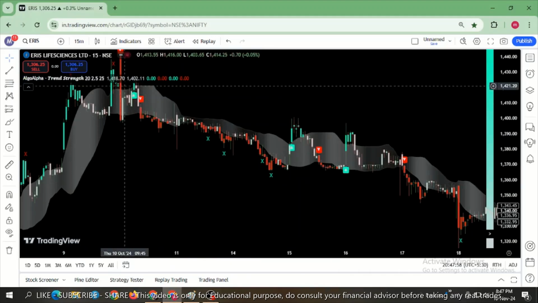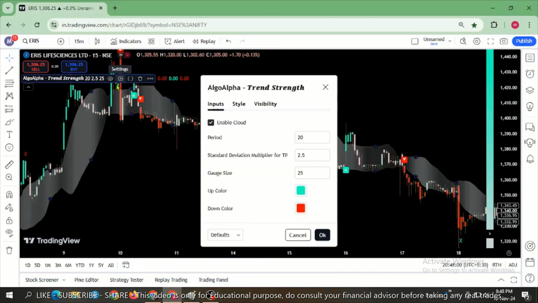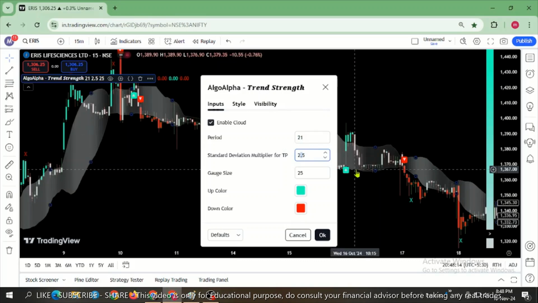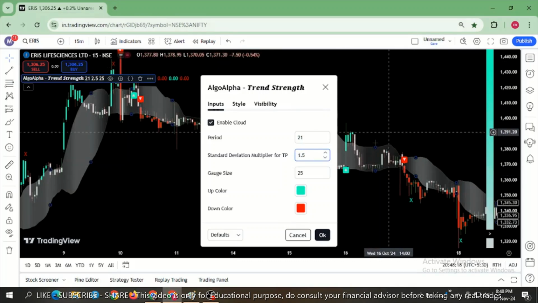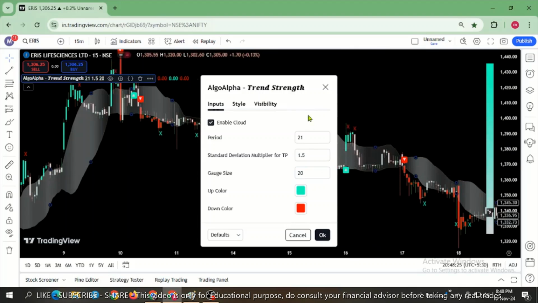Right, before that we need to do some changes in this indicator. In this, we have period 20, so period 20 we should make it period 21, period 2.5 better make it 1.5, and period 25 take out this and make it 20. See, now these are the values that we back tested and giving more results.